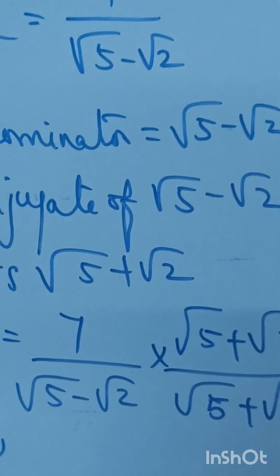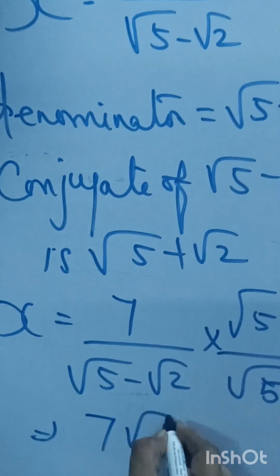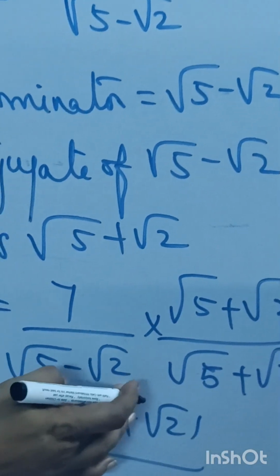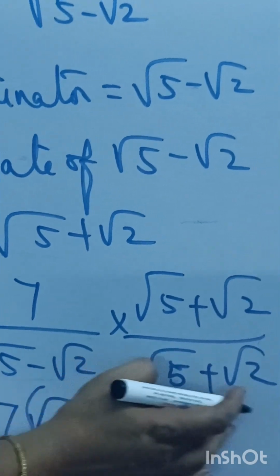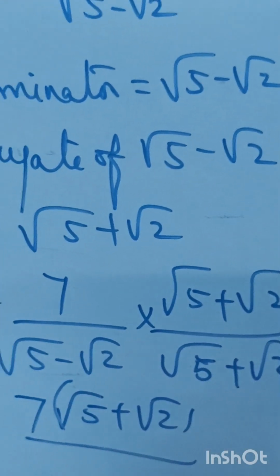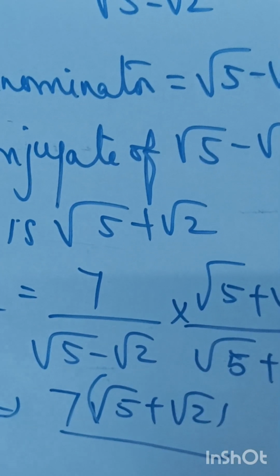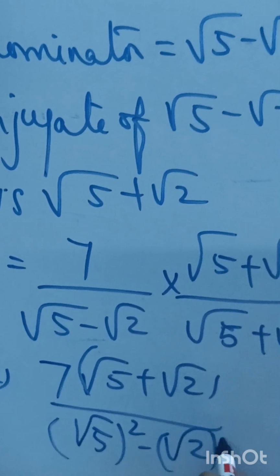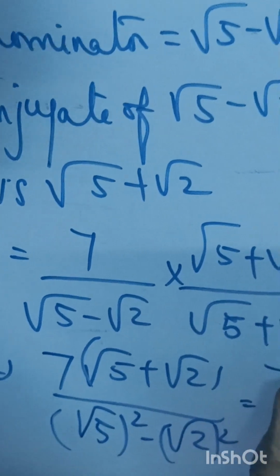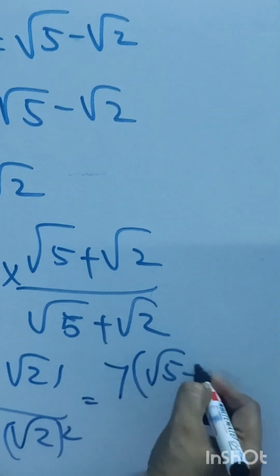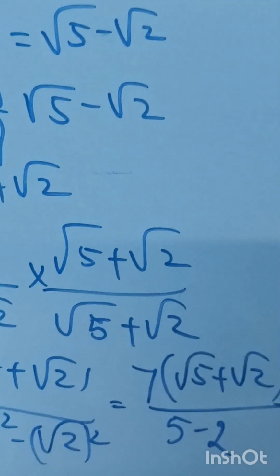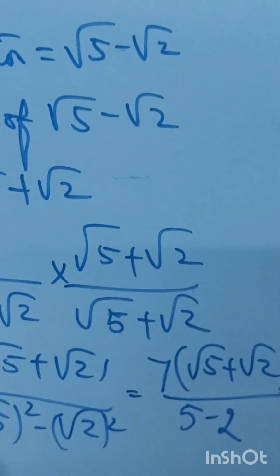So, you have to evaluate. This becomes 7 times (root 5 plus root 2) divided by (root 5 minus root 2) times (root 5 plus root 2). You have to use the algebraic identity, which gives root 5 the whole square minus root 2 the whole square. Therefore, this is equivalent to 7 into (root 5 plus root 2) divided by 5 minus 2. Therefore, you get the answer.